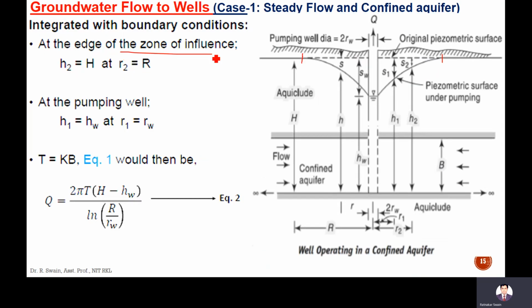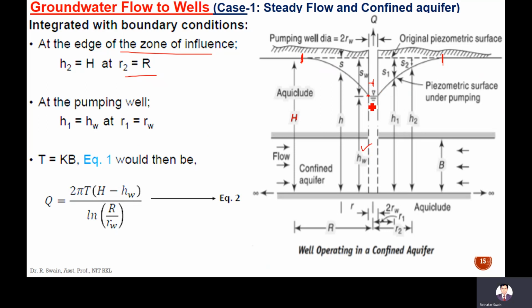So at the edge of the zone of influence, H2 is capital H, which is the piezometric head, and R2 is capital R, that is the radius of influence. At the pumping well, here H1 is Hw, the piezometric head, and Rw is the radius of the well, measured from the center axis of the well.